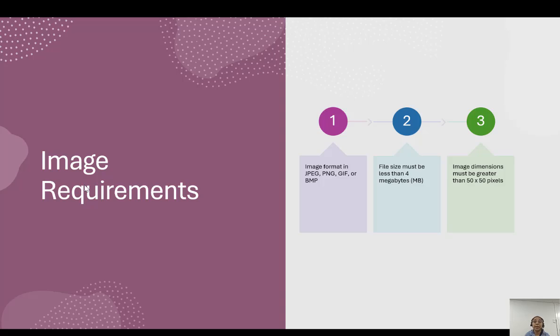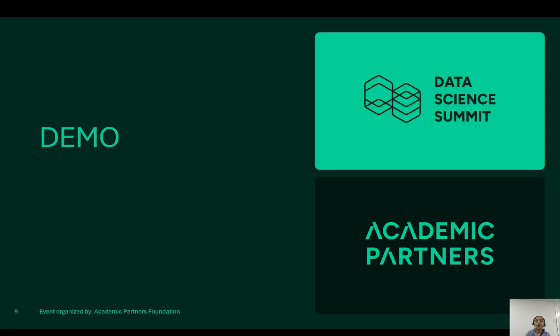The image dimensions must be greater than 50 by 50 pixels, and I think for the Read API it needs to be less than 10,000 by 10,000 pixels and more than 50 by 50 pixels. So those are the image requirements. Just make sure that you have these prerequisites before you upload your images into the Vision service. And now let's look at the demo.